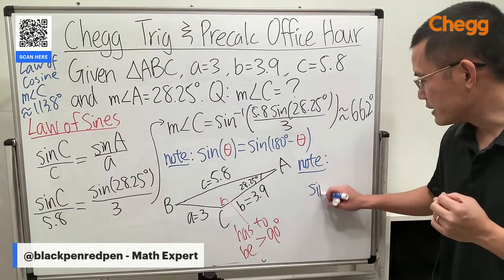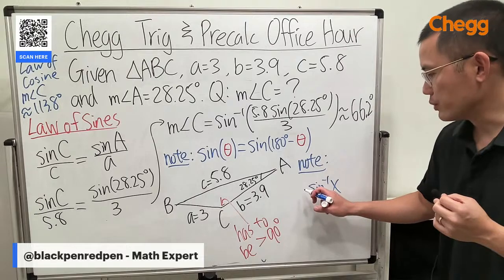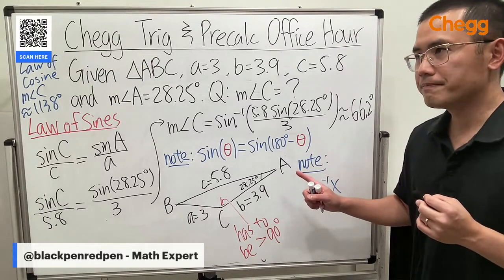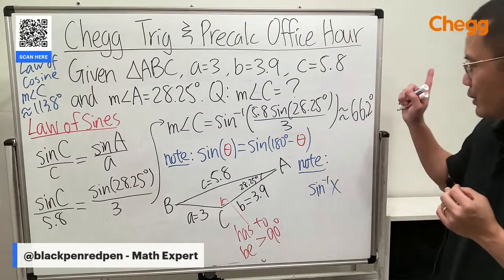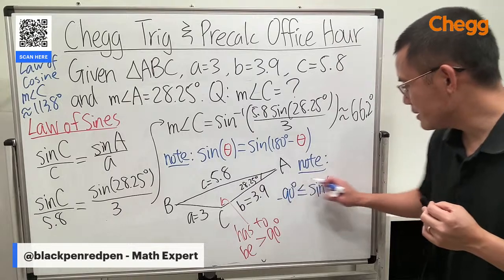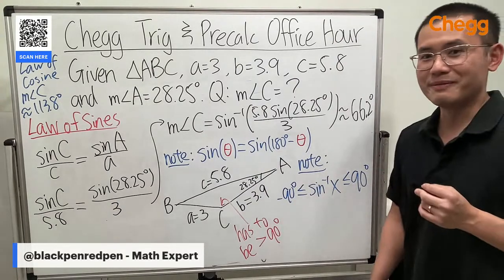And also you have to know another note: when you use inverse sine of something, it gives you the answer from negative 90 degrees to 90 degrees. I'm going to use degrees. Okay?